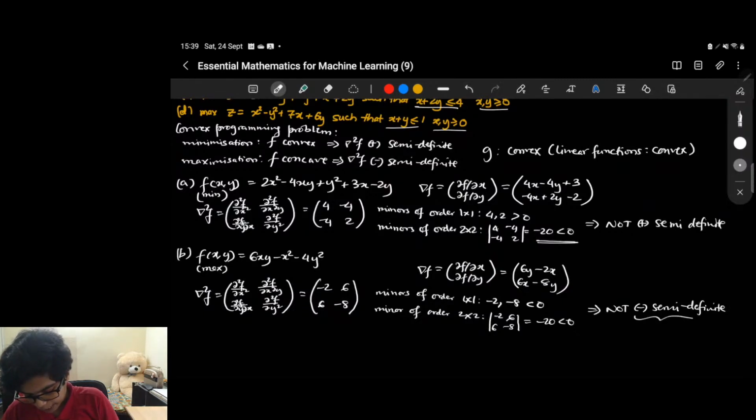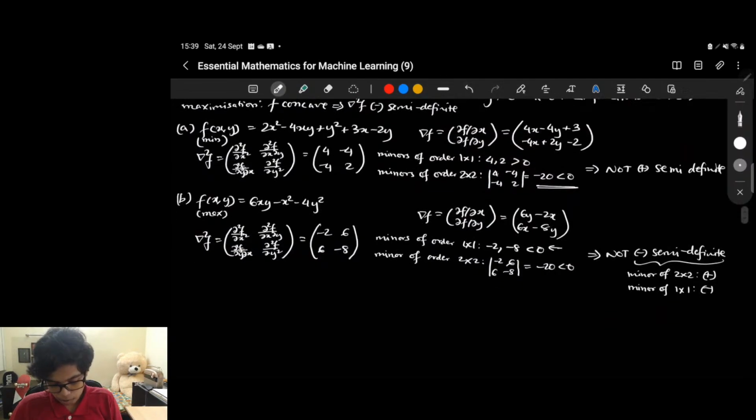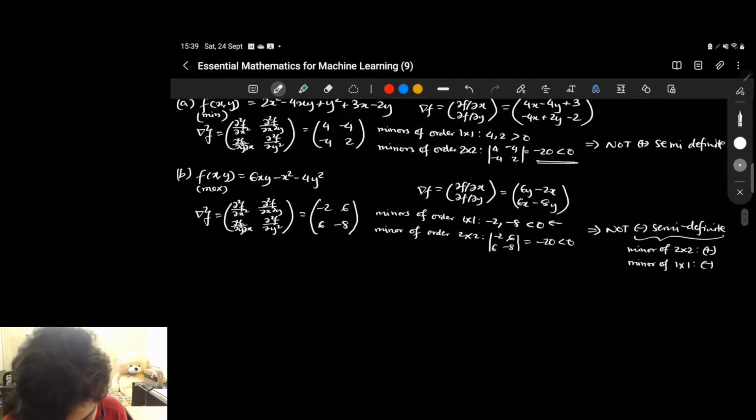Why? Because for negative semi-definite, minor of order 2 cross 2 should be positive. Minor of order 1 cross 1 should be negative, but minor of order 2 cross 2 should be positive. So minor of order 1 cross 1 is negative, but minor of order 2 cross 2 is also negative. This should have been positive for it to be negative semi-definite.